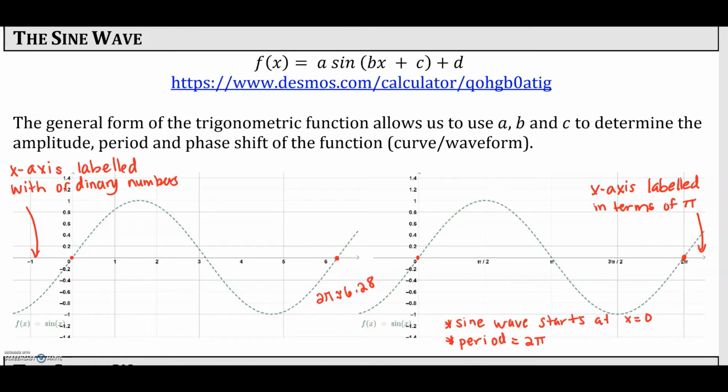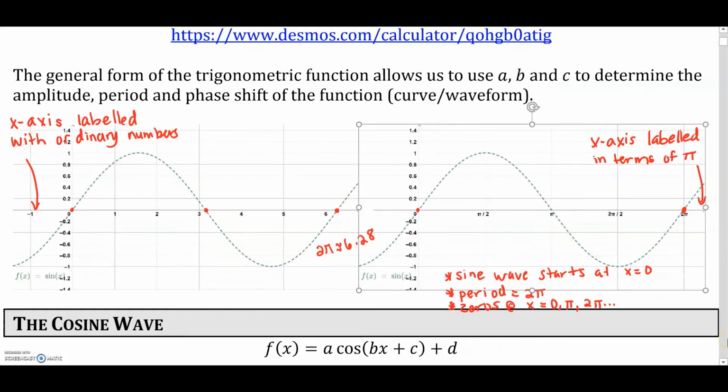The zeros of the sine wave are 0, pi, 2 pi, and so on. So every integer multiple of pi. Recall that we can write these zeros in set notation as a set of values, k times pi, such that k belongs to the integers.